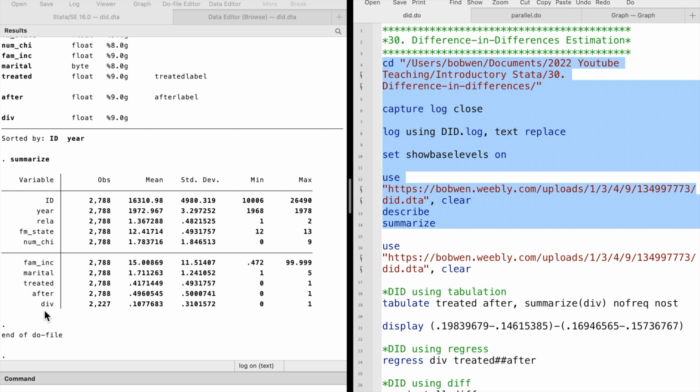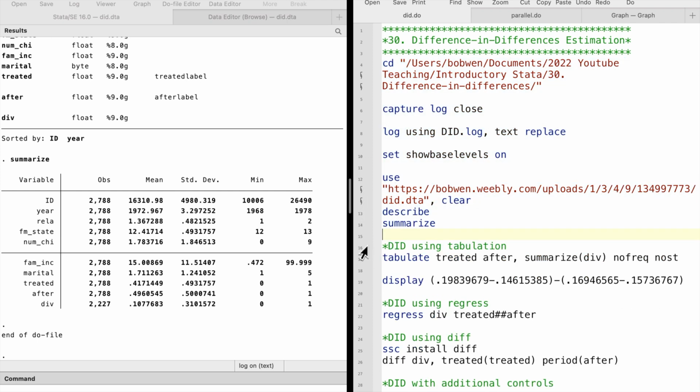The variable DIV indicates people's marital status. It's equal to 1 if divorced. It's 0 if married. The variable after indicates the time periods. It's equal to 1 if it's after the implementation of the no-fault divorce law. It's equal to 0 if it's before the enforcement of the no-fault divorce law. The treated variable is equal to 1 if living in Indiana and 0 if living in Illinois.